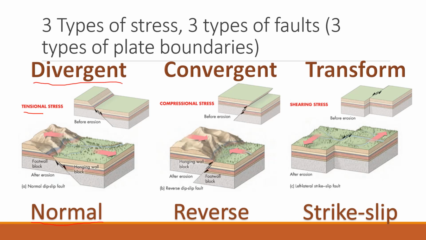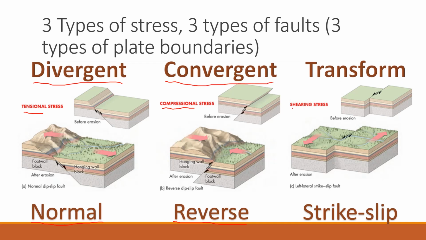Divergent boundaries are pulling apart in tension. We tend to have normal faults at our divergent boundaries. We have compressional stress, which is our reverse faults. This is where you have 2 things coming together. They're pushing in together. And these happen often at convergent boundaries where we have 2 plates coming together.